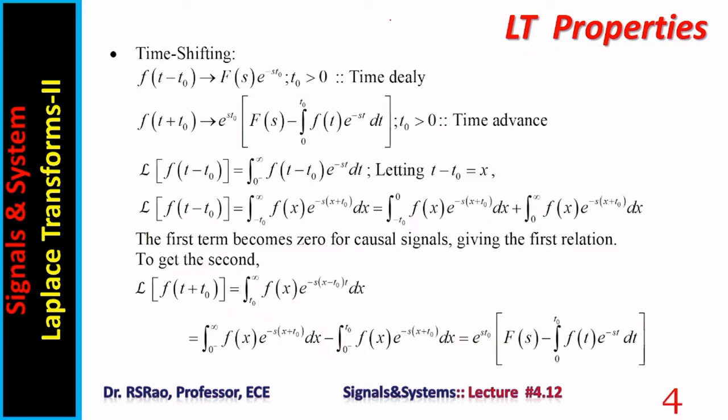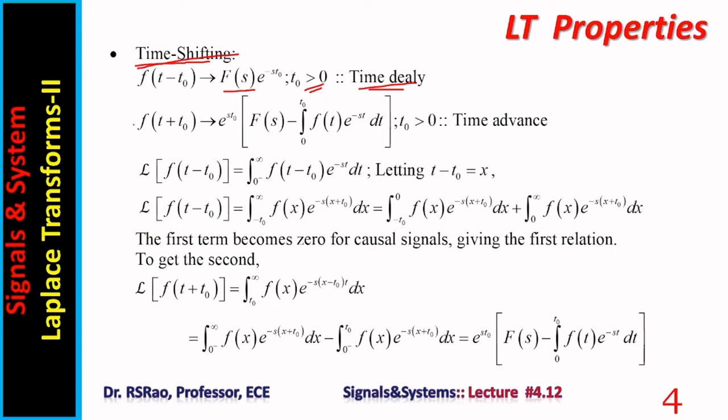Now we consider another property, the time shifting property. The Laplace transform of f of t minus t naught is f of s e power minus s t naught. Here t naught is positive. With t naught positive, t minus t naught implies the function is delayed. It is associated with the time delay. Another statement is also there.